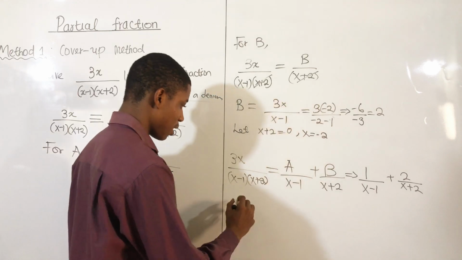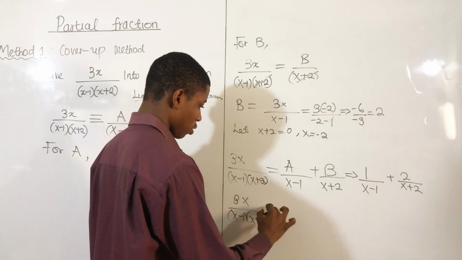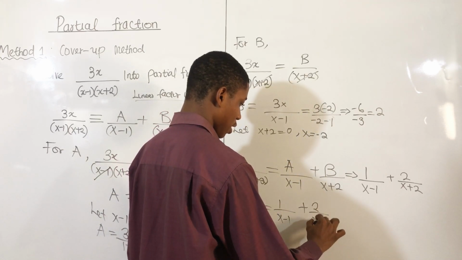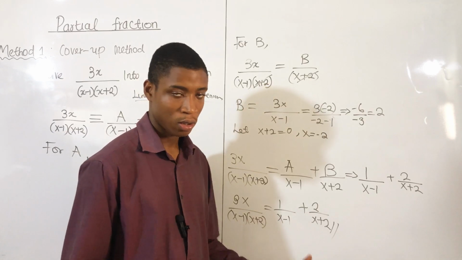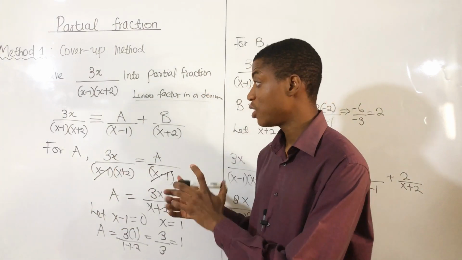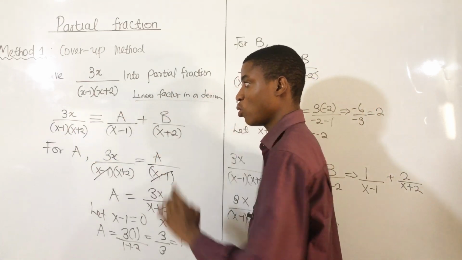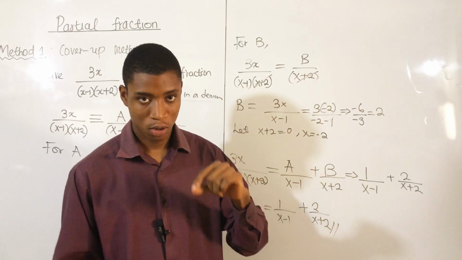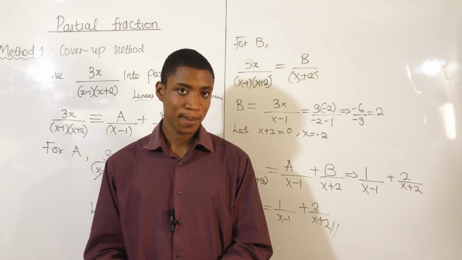So therefore, you can say that 3x over x negative 1, bracket x plus 2 is equal to 1 over x negative 1 plus 2 over x plus 2. So this is the value when we have successfully reduced and resolved this into simpler or partial fractions. The concept of the cover up method is very easy. You're looking for A, you cover up B, and you take these two. You're looking for B, you cover up A, and you take these two. Don't forget we assumed the value of the denominator to be equal to 0, so we can find the value of x and substitute into the equations. Thank you very much, and let's go on to the next method.